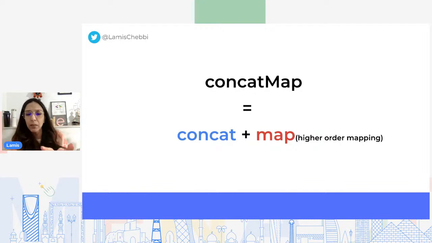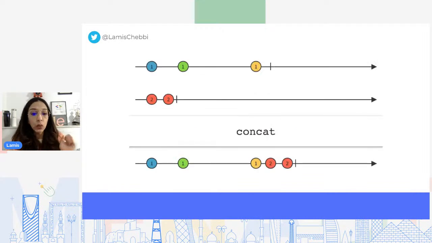It's the Concat plus map. So Concat Map is the combination of the Concat strategy plus the map, which is the higher order mapping. Okay, so we will focus on the concat strategy and then add the higher order mapping stuff and see how this will work. So let's start with the concat strategy, and to explain it, I will present the concat operator.